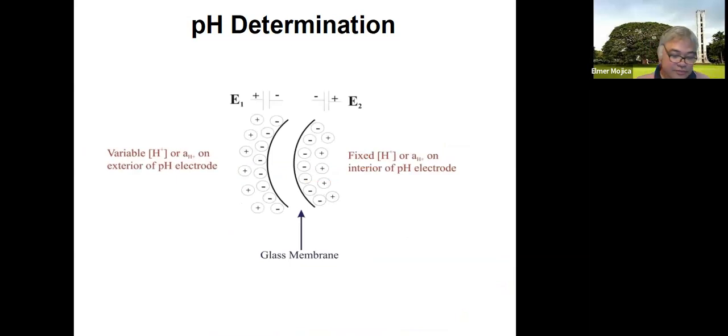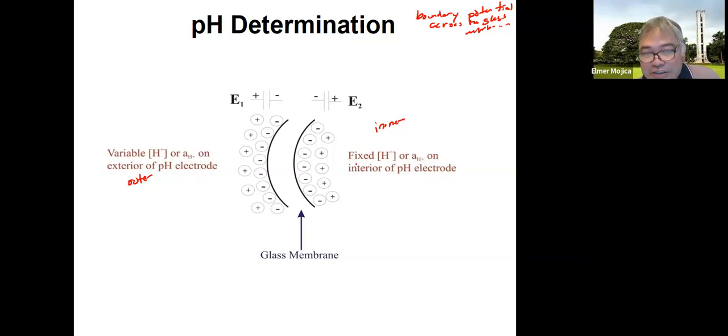If you look at how the pH is determined, there's a formation of the boundary potential across the glass membrane. Whenever there is a charge imbalance across any material, there is an electrical potential across the material. So if you look at this, this is the inner one, and this is the outer part.